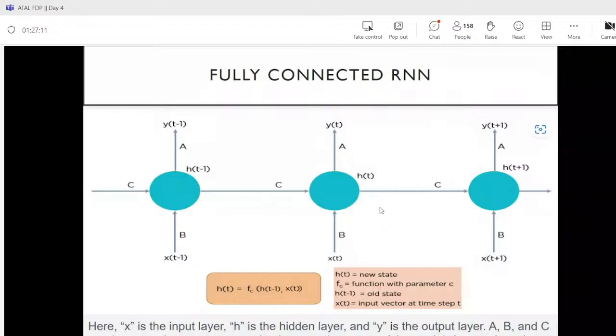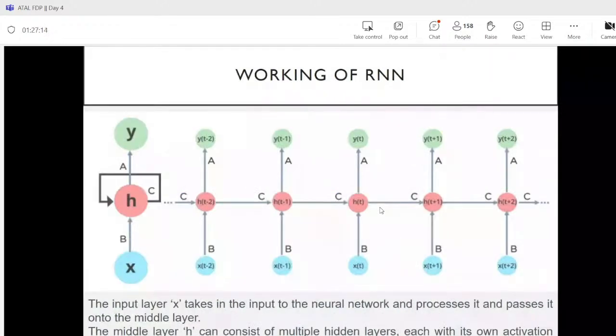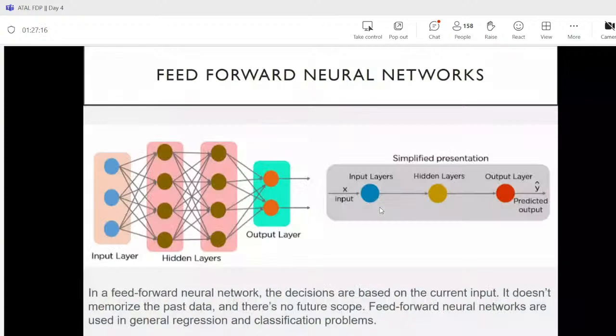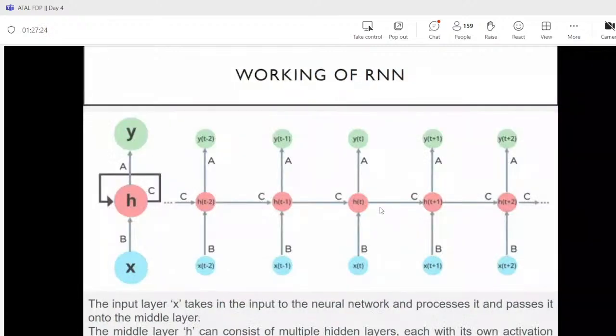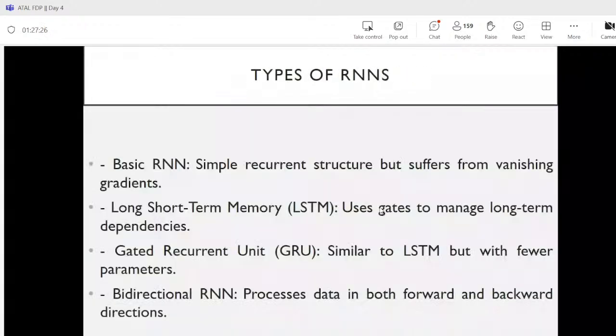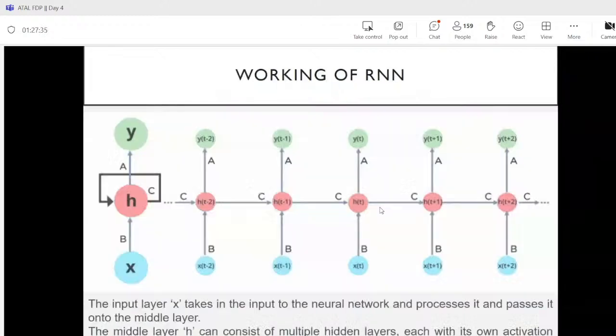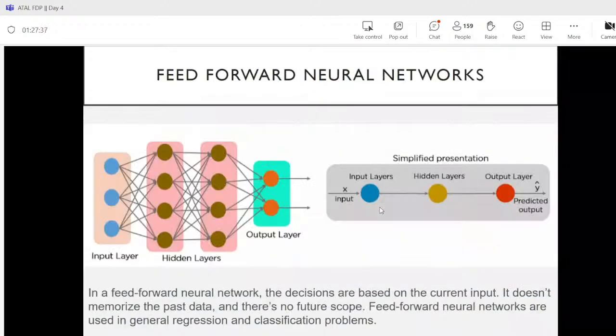So we have seen recurrent neural networks. What is before recurrent neural networks is the feed forward neural network. So what is this feed forward neural network? Here, in the classification I mentioned, if you see the fourth part, bidirectional, it processes data in both forward and backward direction. Now, recurrent neural networks fall into this category.